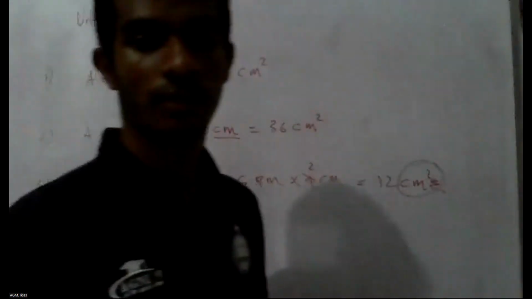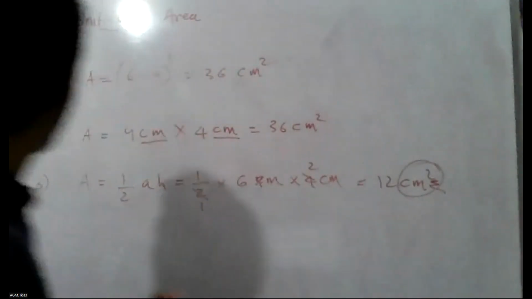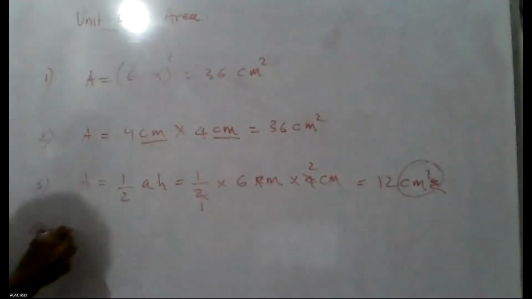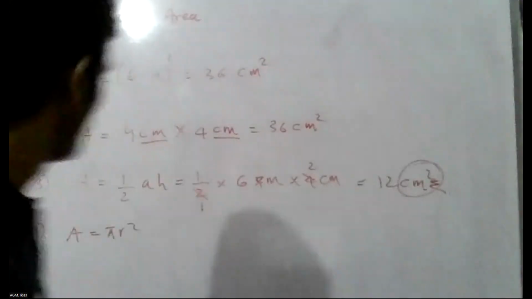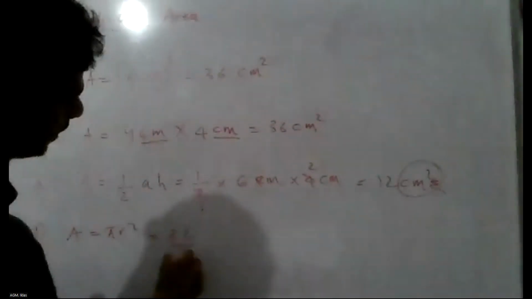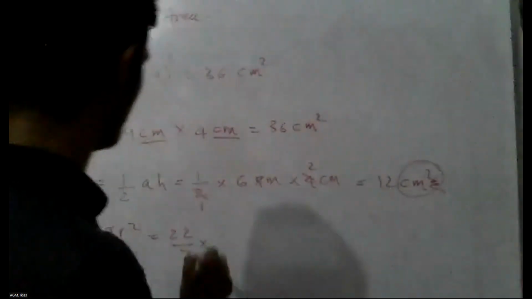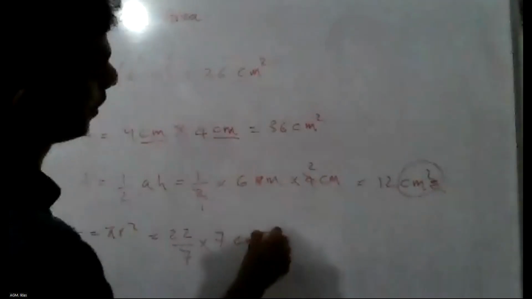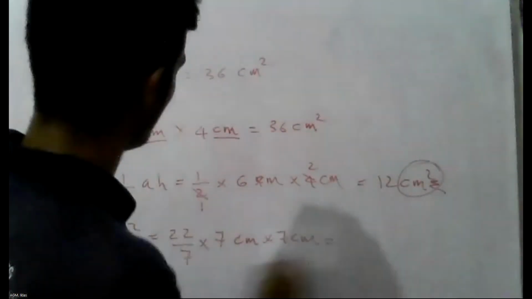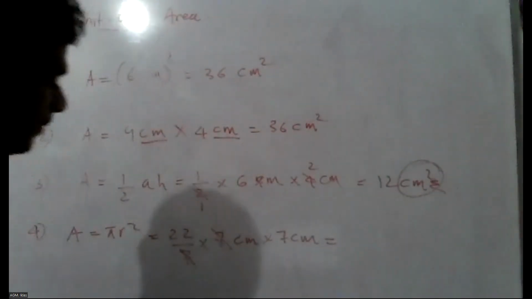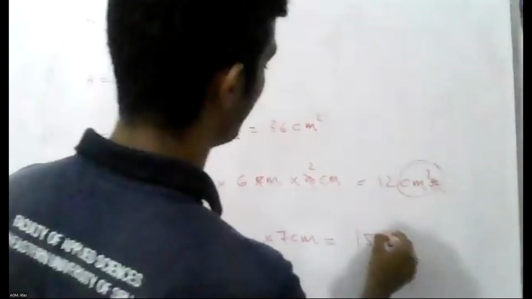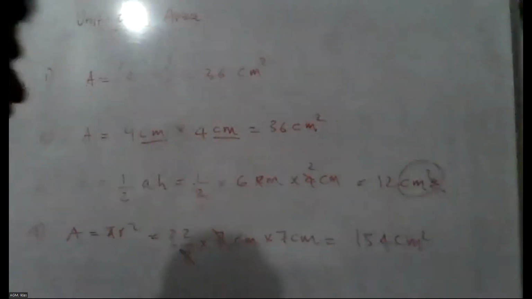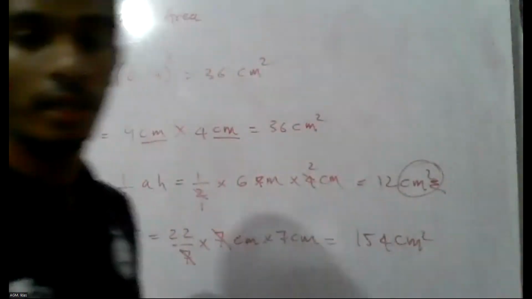Right? So, D part. A is equal to pi r square because we have been given a circle. So here 22 by 7 into radius, which is 7. So 7 centimeter into 7 centimeter. Here this 7 and this 7 I can eliminate. So 22 into 7, 154 centimeter square.